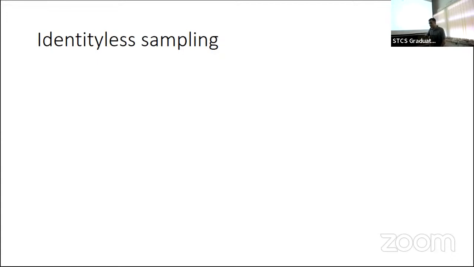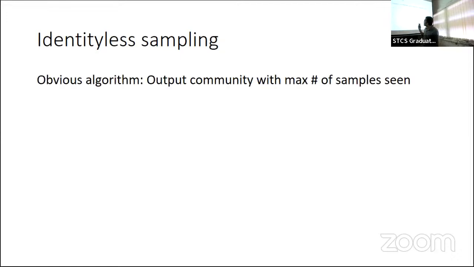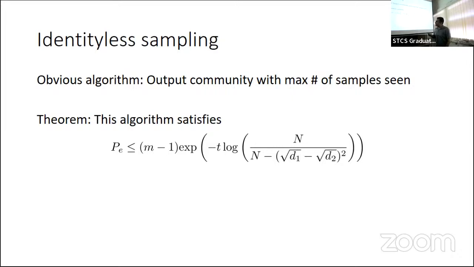So all I get is a string of red, blue, and green. So the only reasonable thing to do is to really, at the end of it, output that community from which you have seen the maximum number of samples. This is the only reasonable algorithm to think of. And it turns out it's a straightforward application of the Chernoff bound to give you an upper bound on the probability of error of this algorithm.